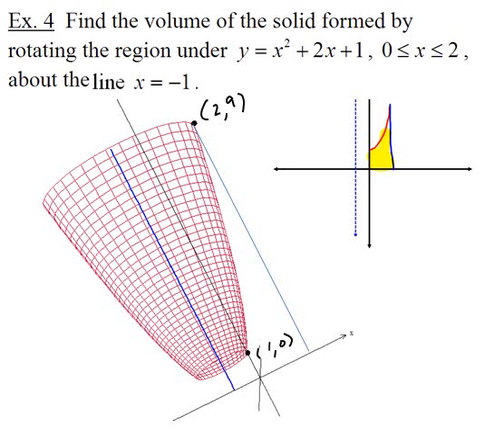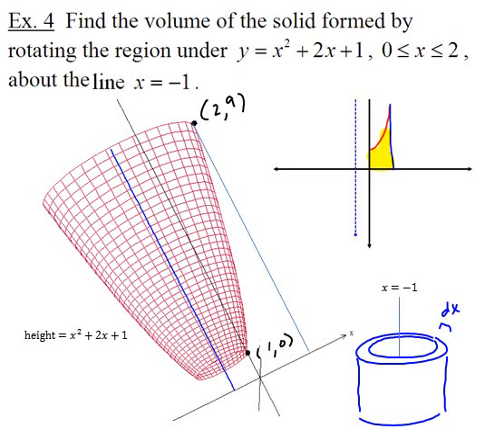A sample cylinder will wrap around the line x equals -1 and have thickness dx. The top of each cylinder will hit the red graph. So the heights are x squared plus 2x plus 1. If we were revolving about the y-axis, the radius of each cylinder would just be x. Since we're revolving about the line x equals -1, the radius of each shell will be x minus -1, or x plus 1.